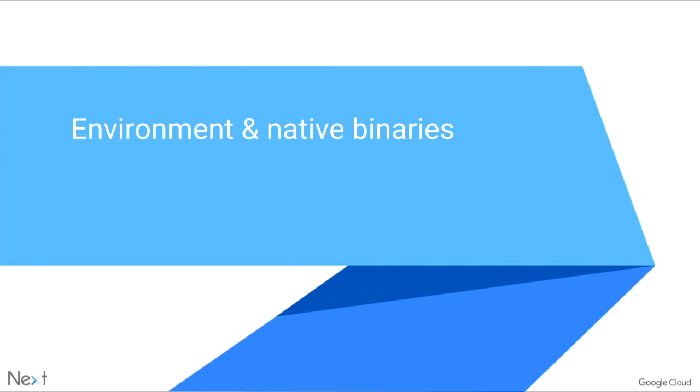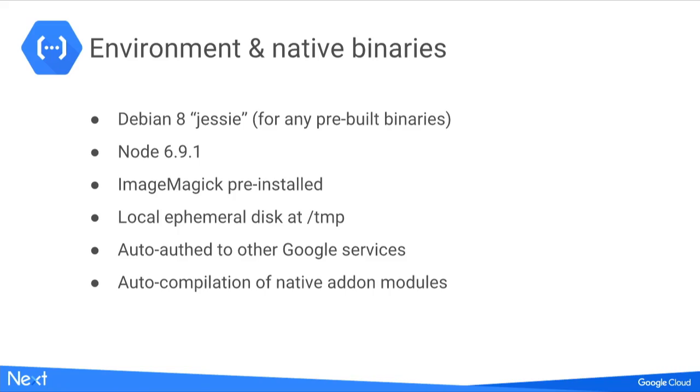Okay, what does the environment look like that we run in? This comes up particularly for those who might be running any native libraries. And by native, I mean code that needs to be compiled against the underlying operating system. So Cloud Functions run in an open environment, meaning that we just have a vanilla flavor of Debian Linux. We have a vanilla flavor of Node.js. We pre-install ImageMagick just because that's a very commonly used native library. We give you a local disk at /tmp.